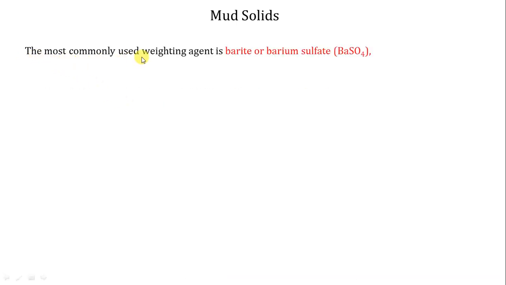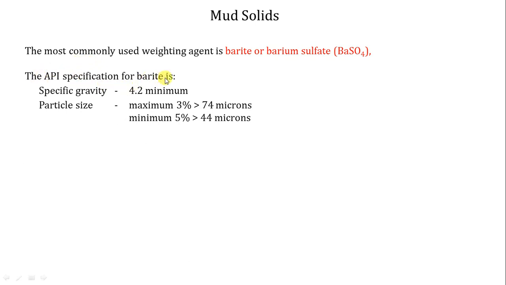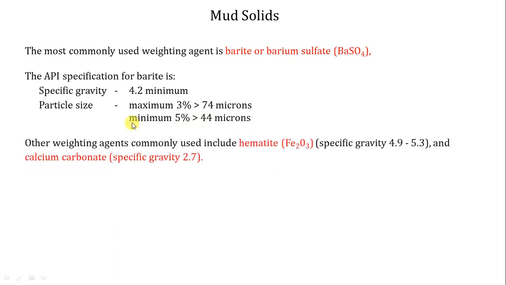The most commonly used weighting agent is barite, or barium sulfate. But take care, as I told you, barite can be used in any section, but it cannot be used in the pay zone. The only one used in the pay zone is calcium carbonate. The API specification for barite is a specific gravity of 4.2 minimum, a particle size of maximum 3% more than 74 microns, and a minimum of 5% at 44 microns. So take care about this.